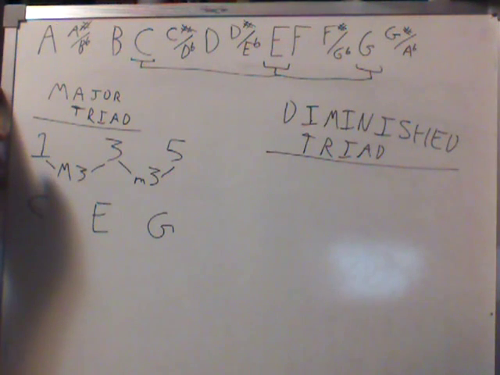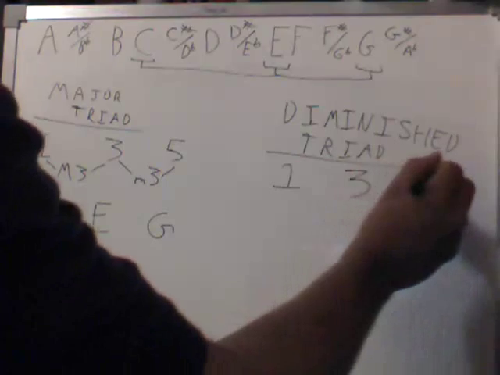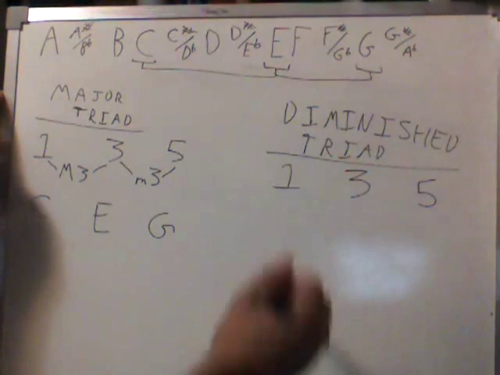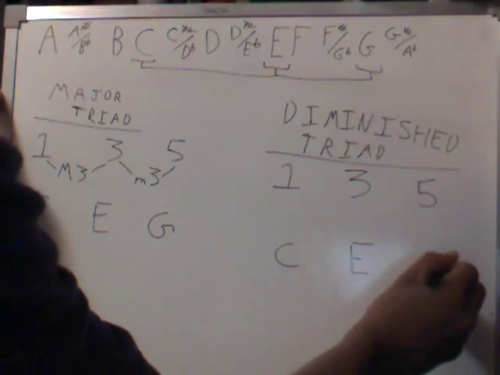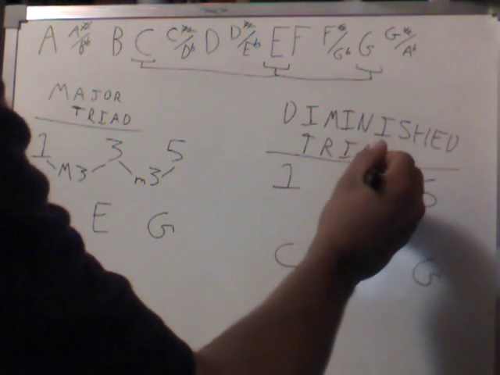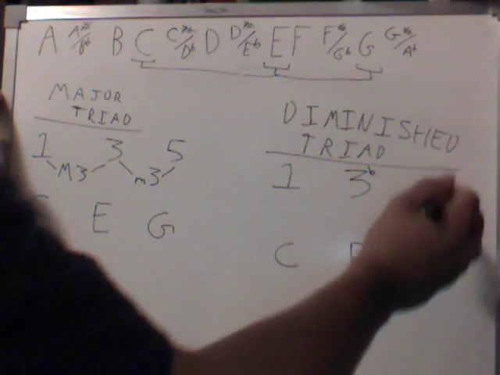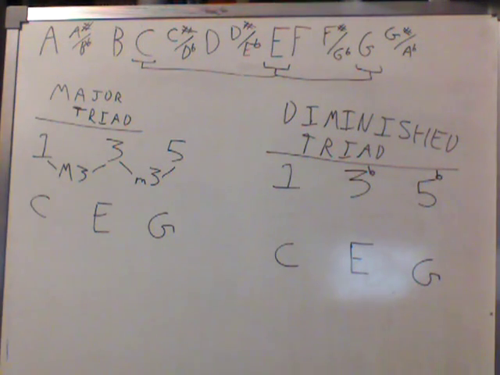Now this one is, again, based on the 1, the 3, and the 5. So we have a C, E, and G. But this time, we're going to flat the 3, and we're going to flat the 5. Alright? So this time we're going to do it both times.